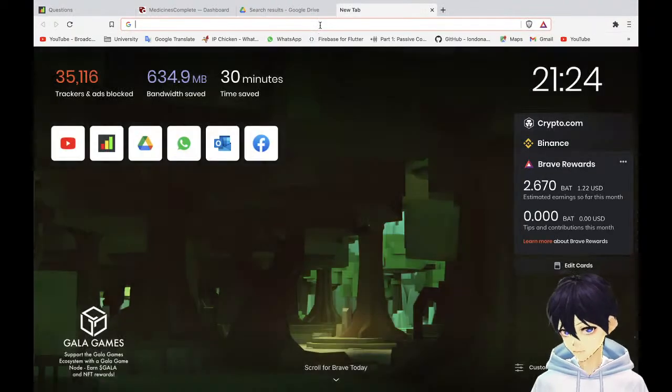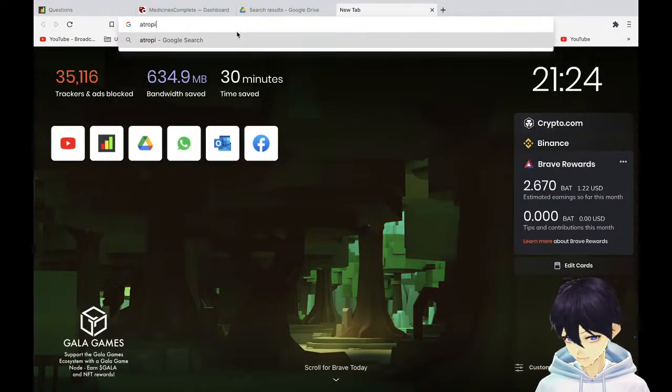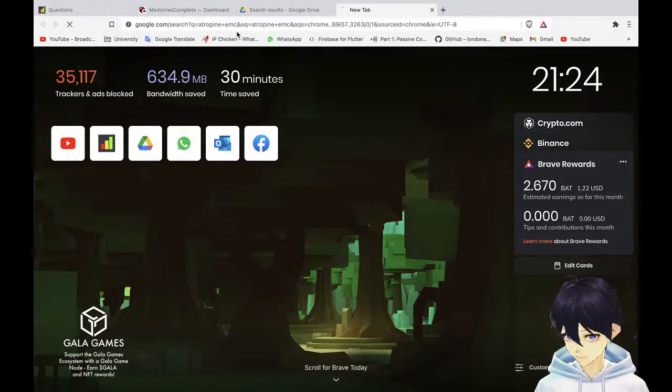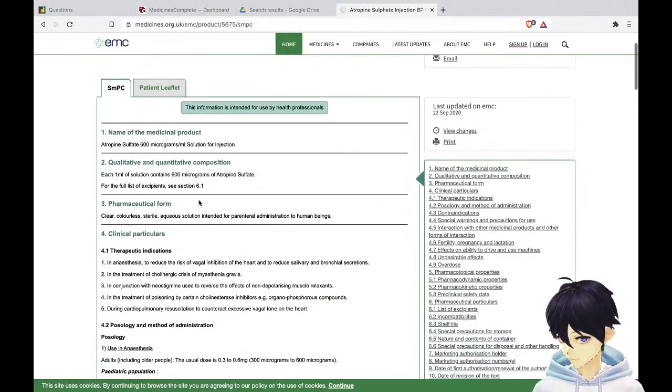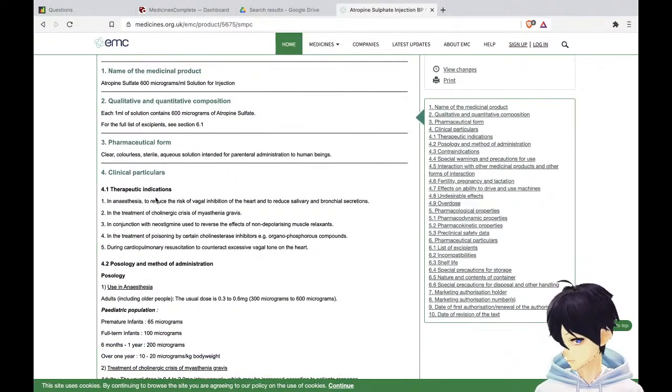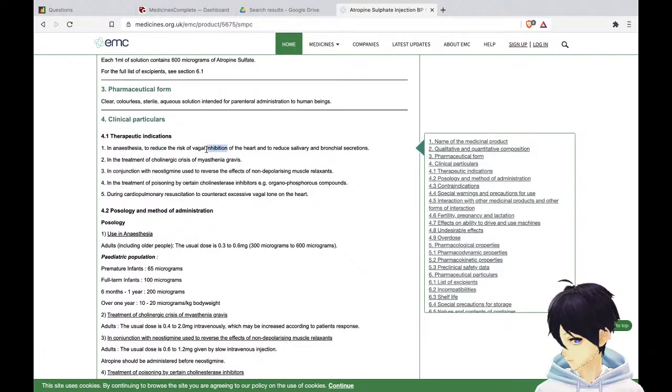Let's look at what atropine is. I already forgot what that is. Let's see. Atropine. Indications in anesthesia: to reduce the risk of vagal inhibition of the heart, to reduce salivary and bronchial secretions. In the treatment of cholinergic crisis in myasthenia gravis. So it's an anticholinergic, is it? In conjunction with neostigmine, used to reverse the effect of non-depolarizing muscle relaxants.